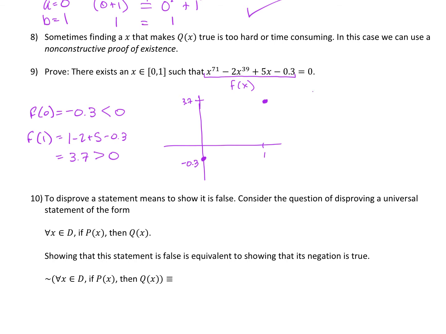So to write this out, I can say since f is continuous and f of 0 is negative and f of 1 is positive, f must cross the x-axis between x equals 0 and x equals 1. So wherever it crosses, that's the solution to f of x equals 0, right? So we know that there is a 0 somewhere between 0 and 1, but we proved it without finding it. So that's a non-constructive proof of existence.